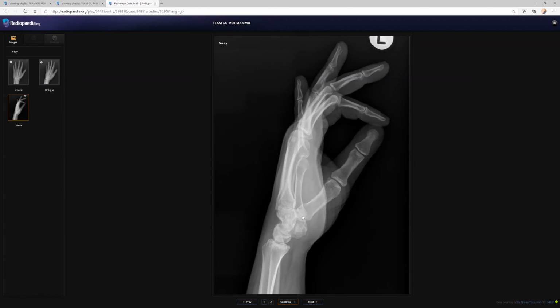You correctly pointed out that it should be overlapping. All these metacarpal bases should be overlapping. So one metacarpal is sitting anteriorly. The base, that is a fifth carpometacarpal dislocation.